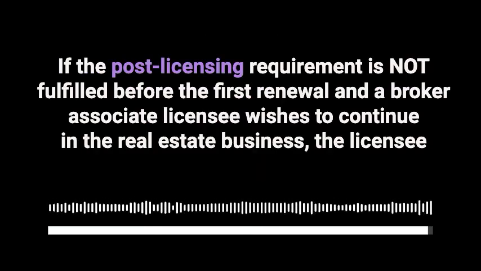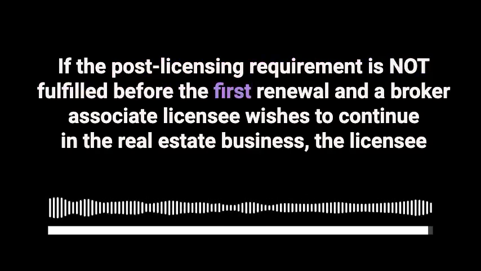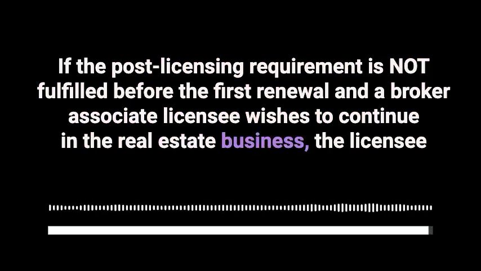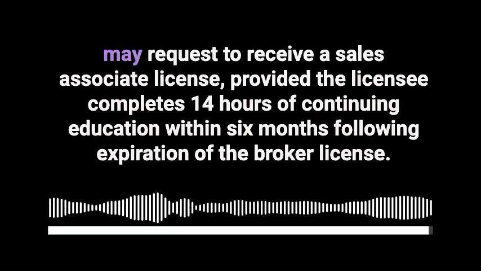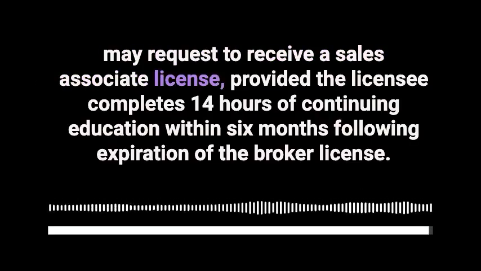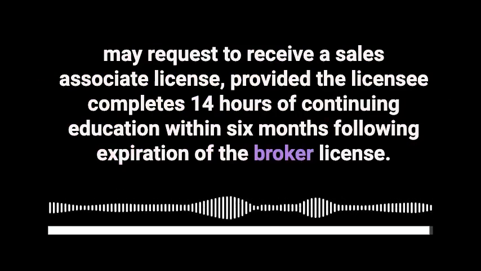If the post-licensing requirement is not fulfilled before the first renewal and a broker associate licensee wishes to continue in the real estate business, the licensee A. may request to receive a sales associate license, provided the licensee completes 14 hours of continuing education within 6 months following expiration of the broker license. B. is allowed 30 days to make up the post-license course but is charged a late fee. C. must retake the broker pre-license course within 1 year. D. must requalify for licensure.